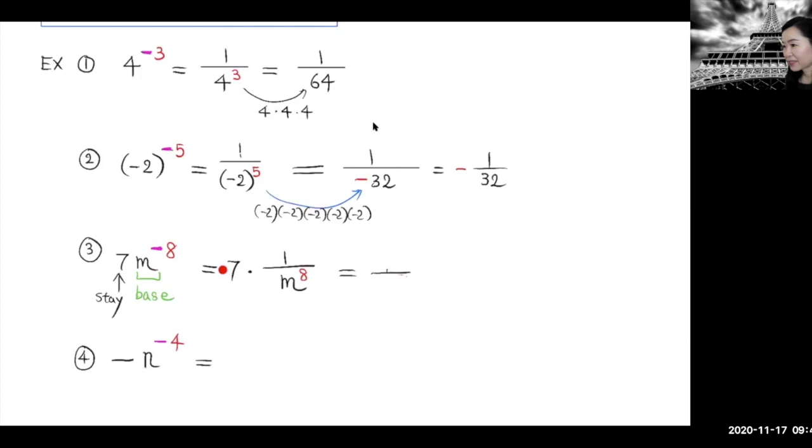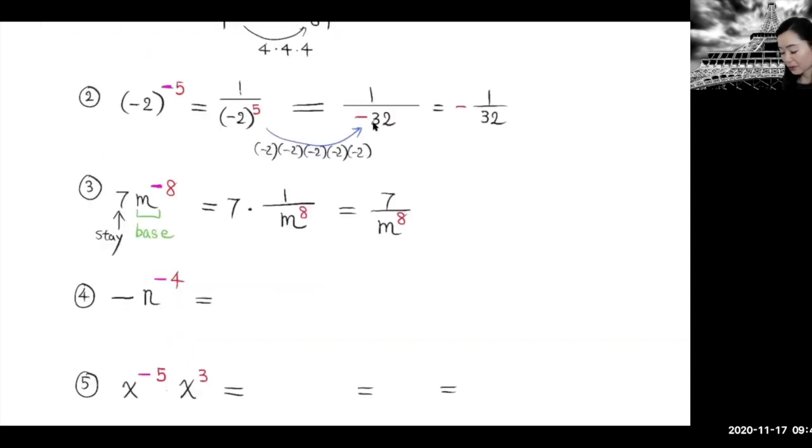And 7 is the same as 7 over 1, so you multiply with this numerator on top. So 7 is on top, and m to the 8th is in the denominator. In the future, when you see this 7, it's going to stay on top in the numerator, and this m to the 8th is going to go to the denominator. This is multiplication.